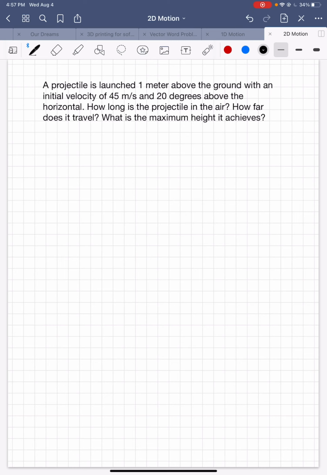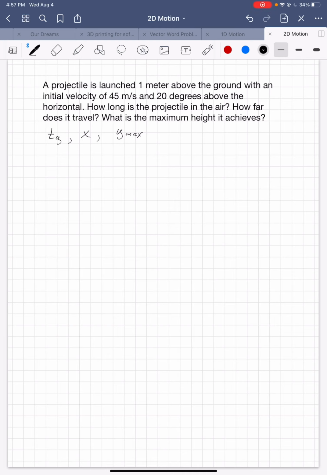So the first thing I like to do in a problem like this is go ahead and understand the problem so I know what I'm looking for. I am looking for t ground, the time it hits the ground, which I might just call t. How far does it travel is the range, or the x distance. And what's its maximum height is y max. Those are the 3 pieces of information I have.